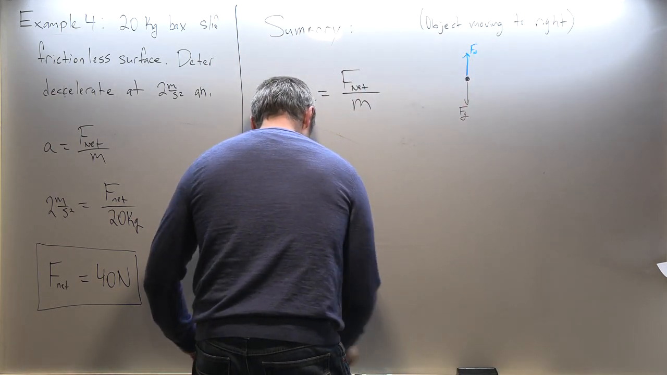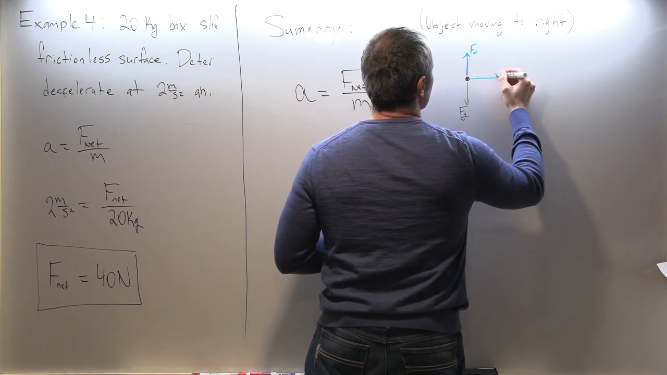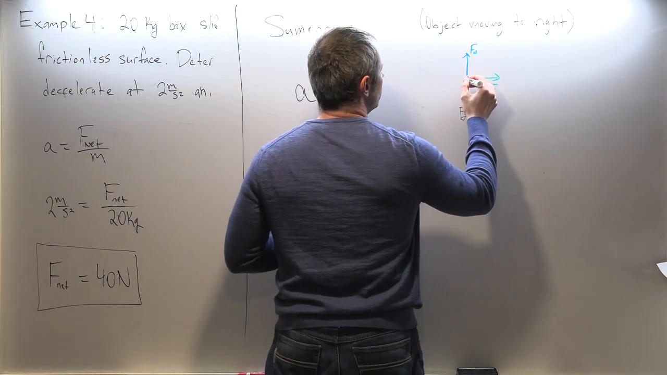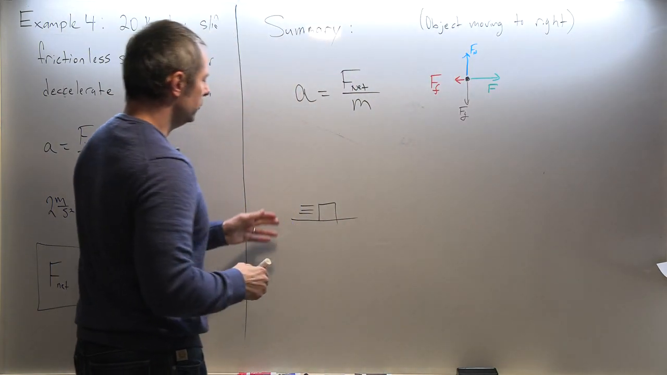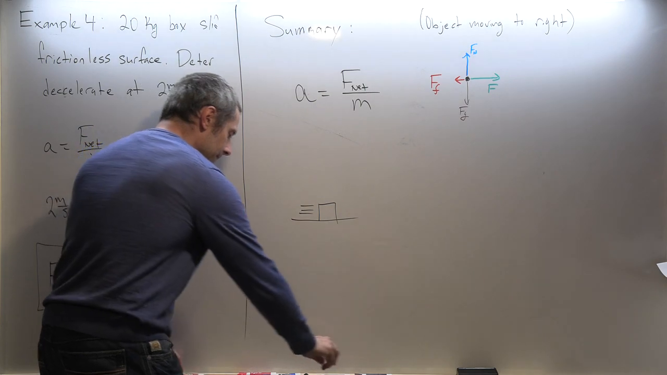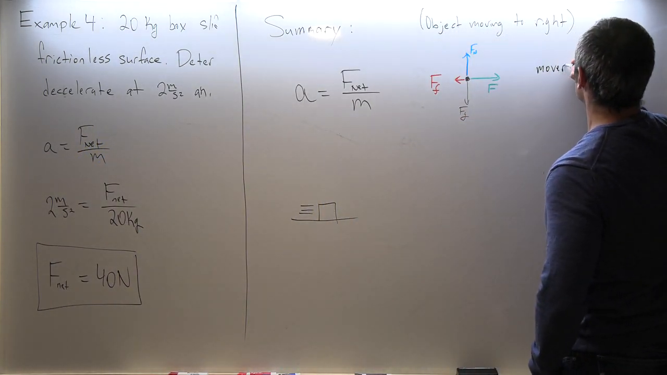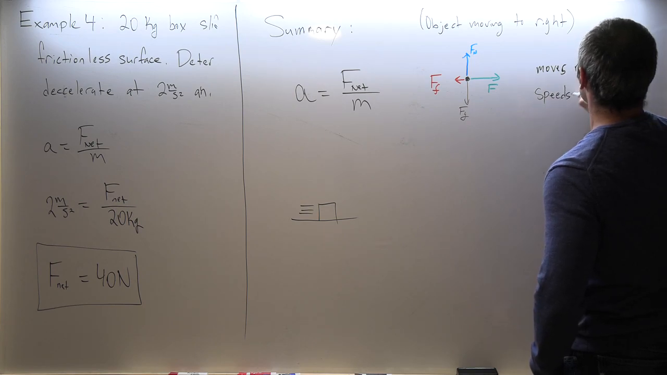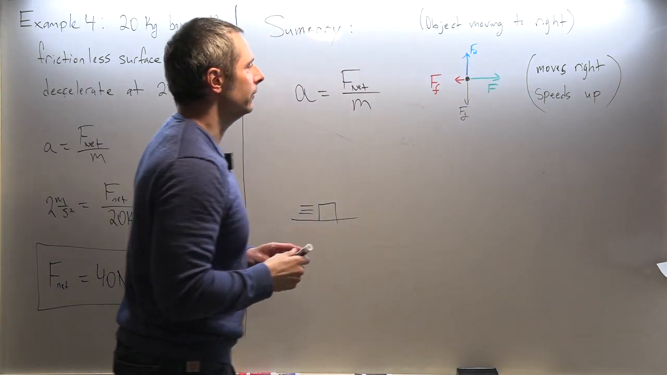Normal force, forward force, and then some kind of backwards force that's shorter. If the object's moving to the right, and that's the force diagram, then what happens is it continues to move to the right, and it speeds up, okay?